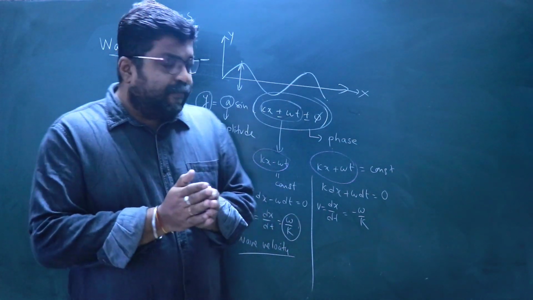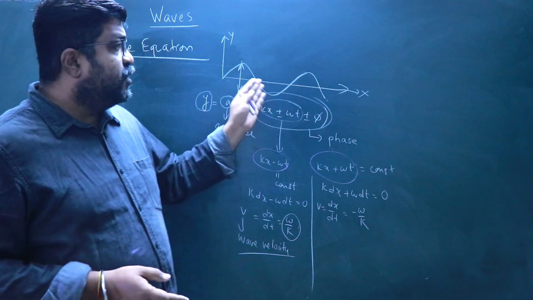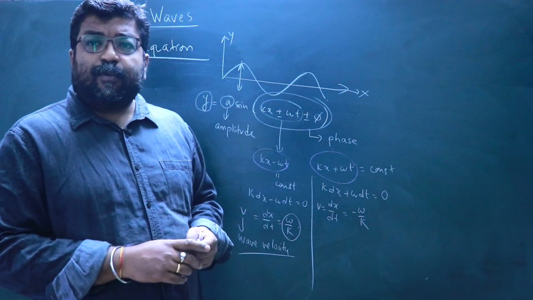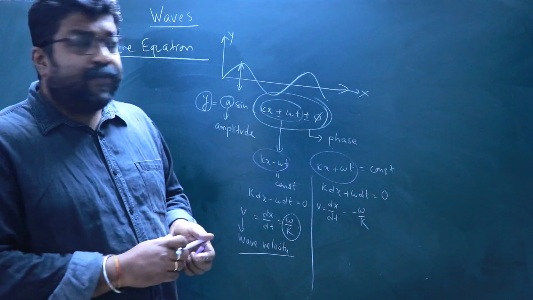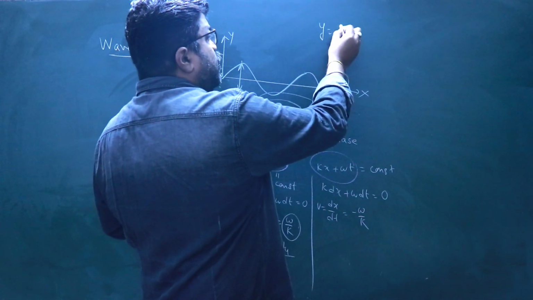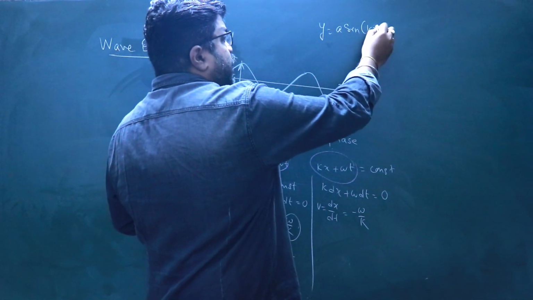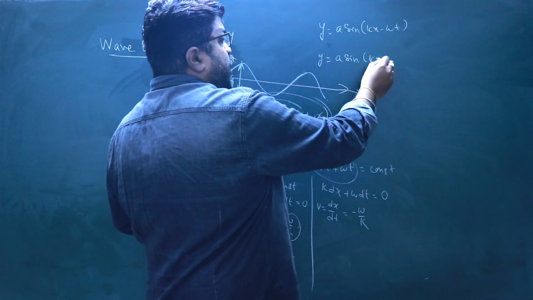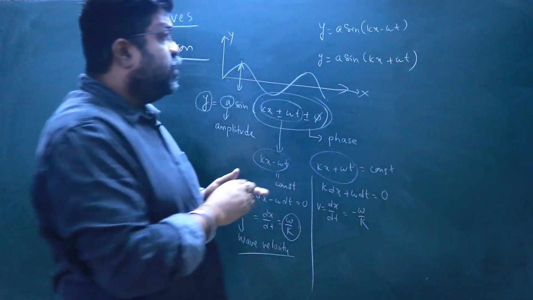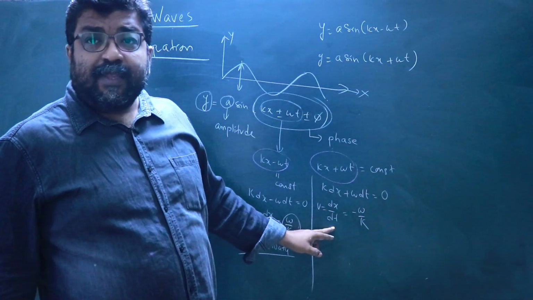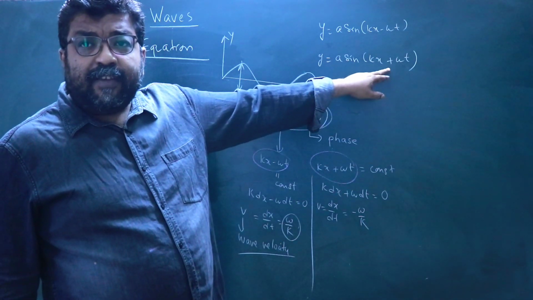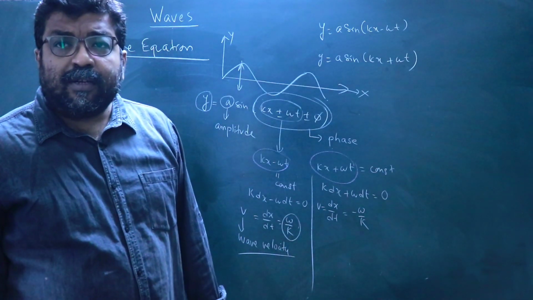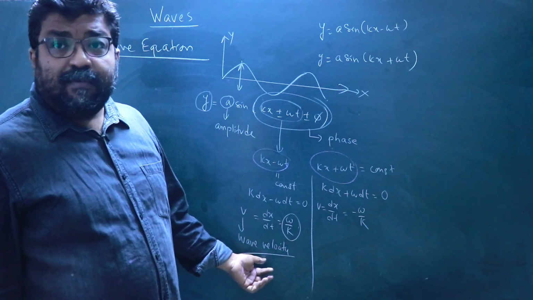So what does it mean? If the wave velocity is positive, the wave is propagating along the positive x-axis, and if the wave velocity is negative, the wave is propagating along the negative x-axis. So if we have equations like y = a sin(kx − ωt) and y = a sin(kx + ωt): if we have kx + ωt, this is a wave propagating along the negative x-axis, and if it is kx − ωt, it is a wave propagating along the positive x-axis. The wave velocity will be positive in this case.